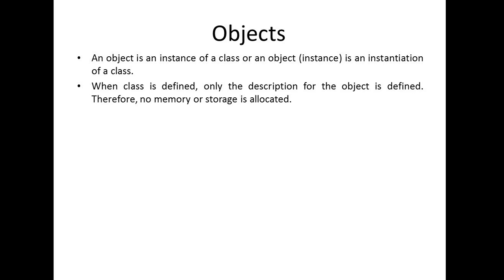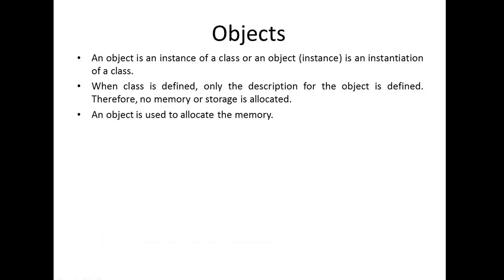Anyway, in the next slide I will explain what this class is. We are going to define the classes just like a function definition. But only the description will be given in the class, and those descriptions belong to the object. No memory or storage is allocated until the object is created for a particular class. After creating the object, then only the memory and storage will be allocated for the class.